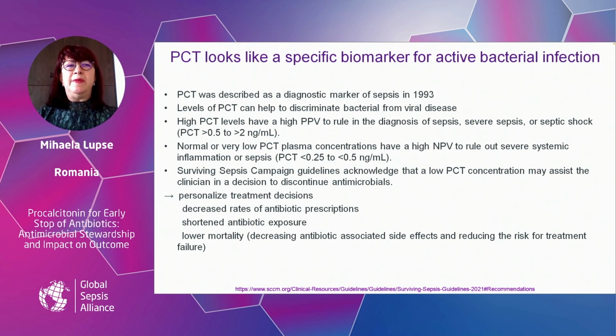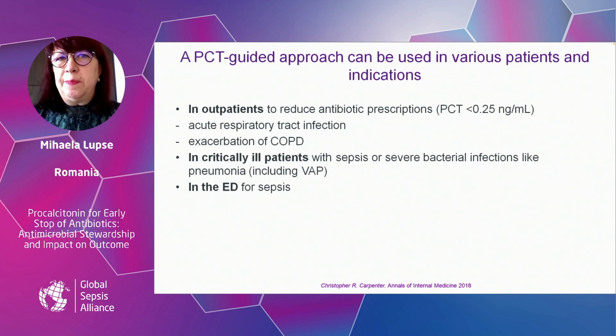The Surviving Sepsis Campaign guidelines from 2021 acknowledge that a low procalcitonin level may help physicians in a decision to discontinue antimicrobials. In this way, it's possible to make a personalized treatment decision and decrease rates of antibiotic prescription, shorten antibiotic exposure, and lower mortality. A PCT-guided approach can be used in various patients: in outpatients, to reduce antibiotic prescription, especially when PCT is low, for example for acute respiratory tract infection or for exacerbation of COPD, or in critically ill patients with sepsis or severe bacterial infections like pneumonia, or in the emergency department for positive and differential diagnosis of sepsis.